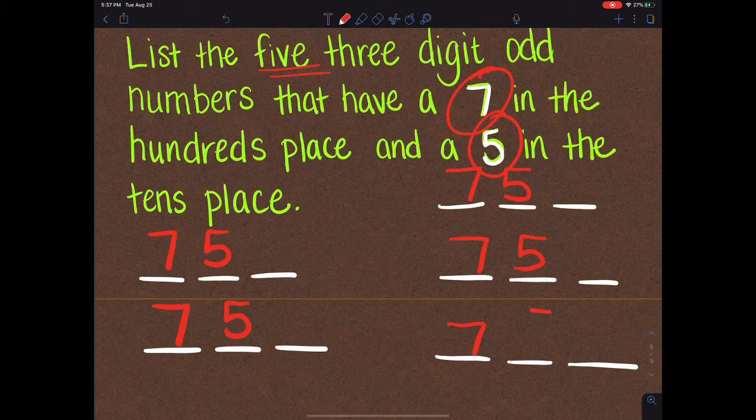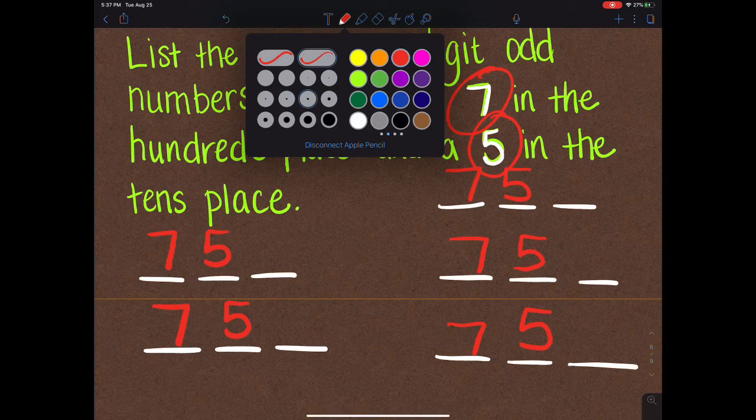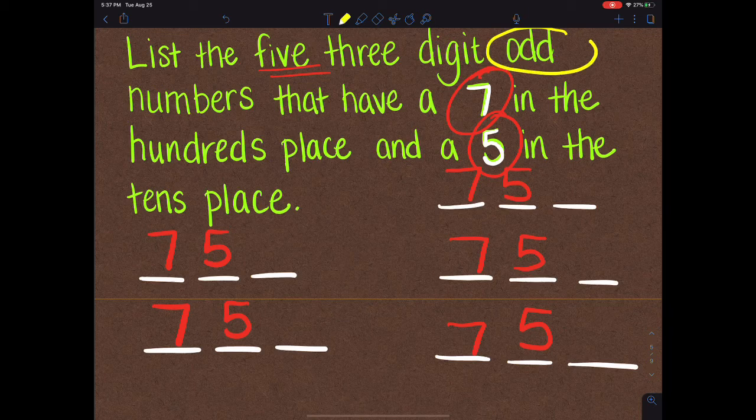Okay. And then the other thing that it wants is an odd number, because it said that at the beginning. It wants an odd number. So if it's an odd number, what does it have to end with? Can it end with 0? No, it cannot. So we have to erase that.